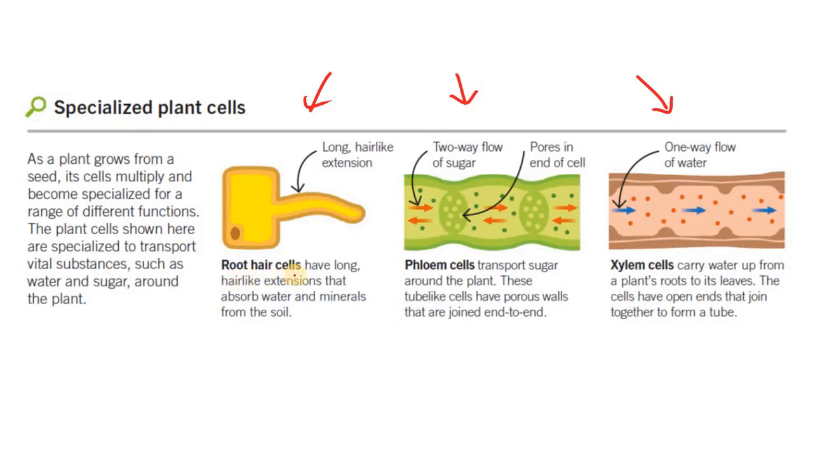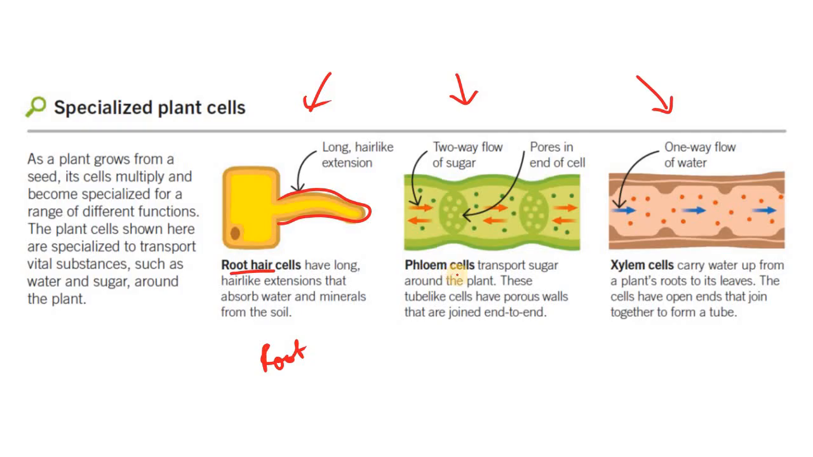First is the root hair cell. You see, they have a long hair-like extension, this one, that absorbs water and minerals from the soil. So these are present in the root. That's the name, root hair cells.